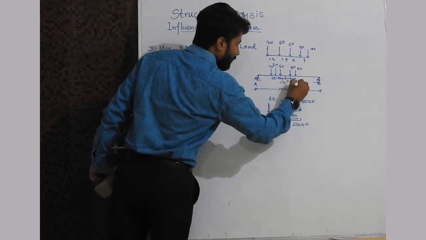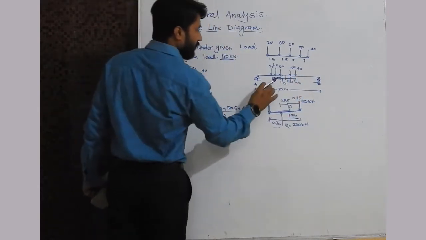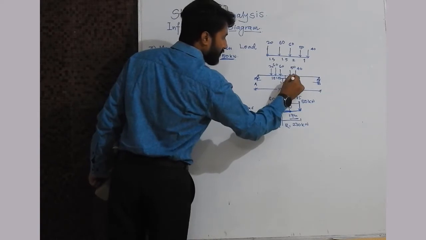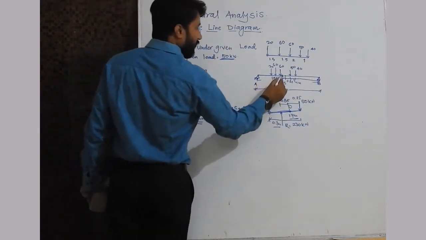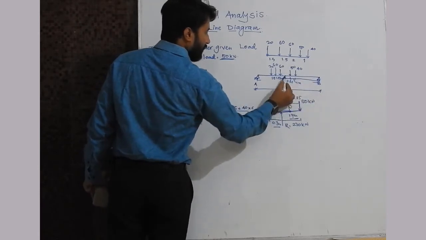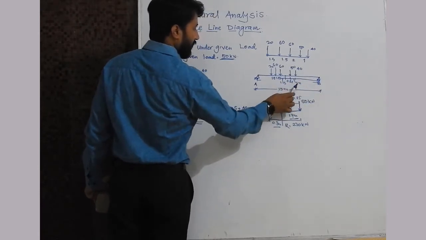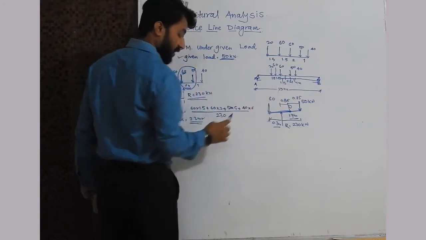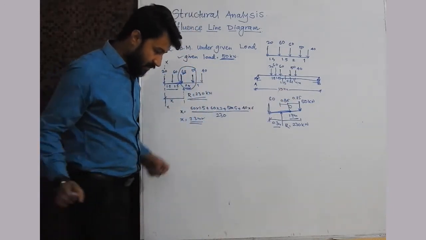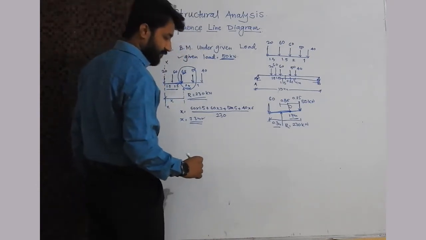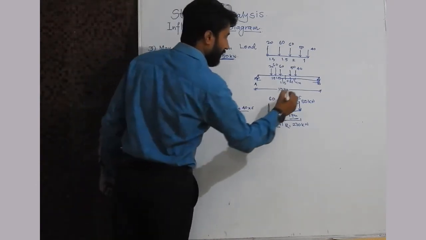This distance is 1 meter. So from this center, how much distance is left? Okay, that we have to calculate. So from center at B, this distance is 7.5. So 7.5 minus 1 is 6.5, minus 0.85. So we will get the value as 5.65.